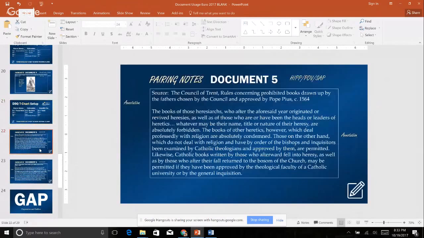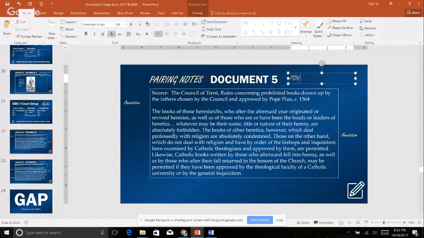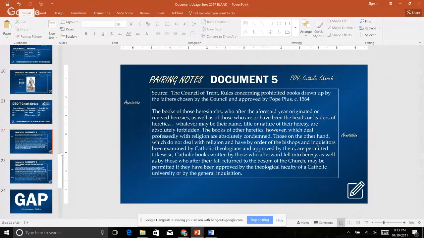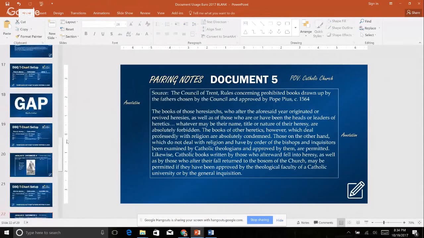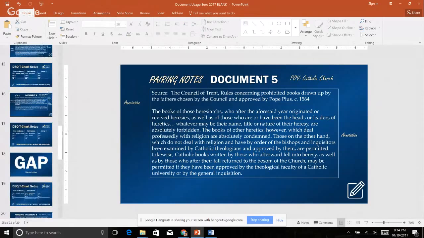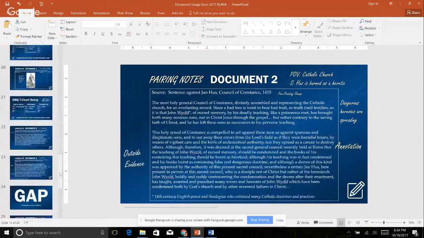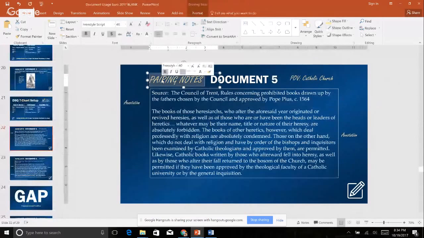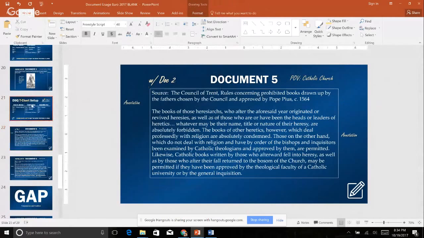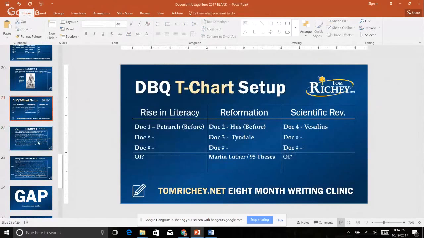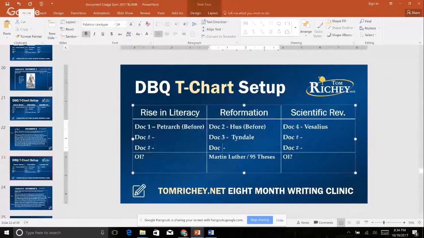And so document 5, the Council of Trent. Now, of course, this is the POV of the Catholic Church. And then I think, you know what? I think I already read a document by the Catholic Church, let me go up there to see which one that was again. Okay, that was Jan Hus in document 2. So what I'm going to note here is with document 2. Okay, so we've got the Council of Trent. And so we will note here that document 5 is going to be our 3rd document of the Reformation.